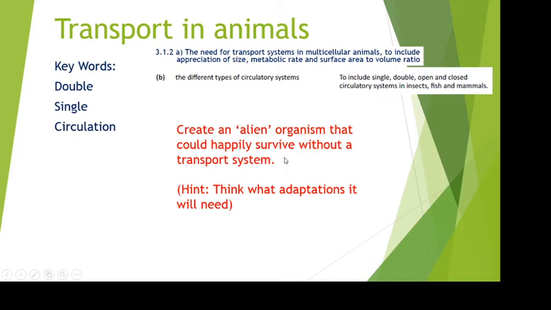And the very first task I'd like you to do, really quickly, like a 30-second, one-minute job: can you create an alien organism that could happily survive without a transport system? So pause me, draw it, and then play me again to see what you've got. Okie dokie, let's have a little look. You can mark your own.